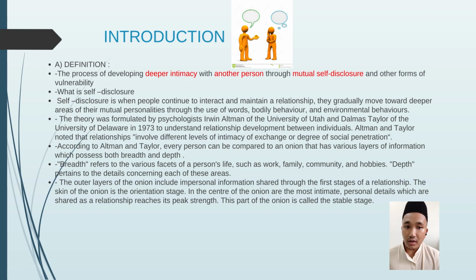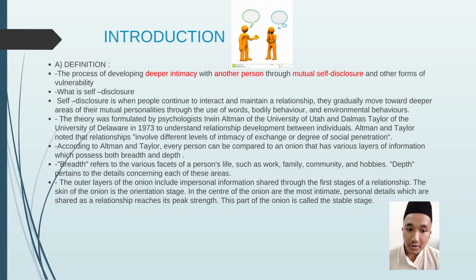According to Altman and Taylor, every person can be compared to an onion that has various layers of information which possess both breadth and depth. Breadth refers to the various facets of personal life such as work, family, community, and hobbies. Depth pertains to the details concerning each of these areas.